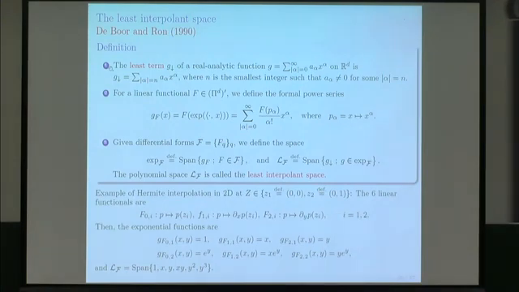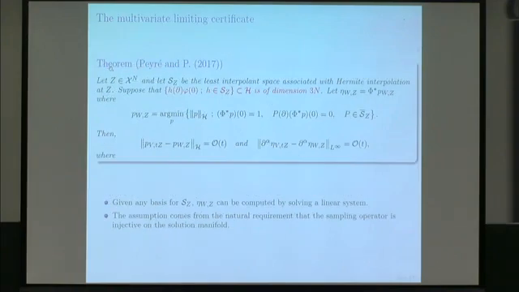But the key point is that this guy always exists, and we can compute it numerically. So the first result is that given any n points z in x, and if we let Sz be the least interpolant space associated with Hermite interpolation up to the first degree at z, we'll assume that this space is of dimension 3n, which is the dimension of this least interpolant space.